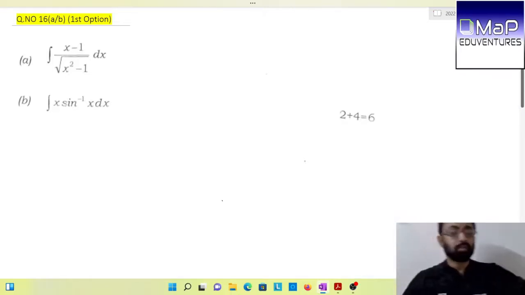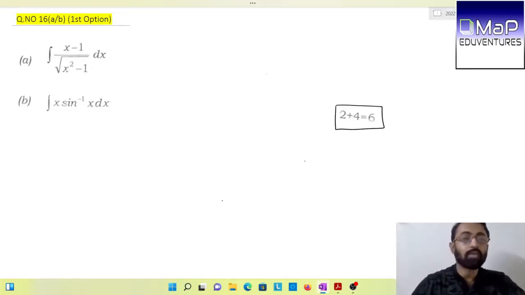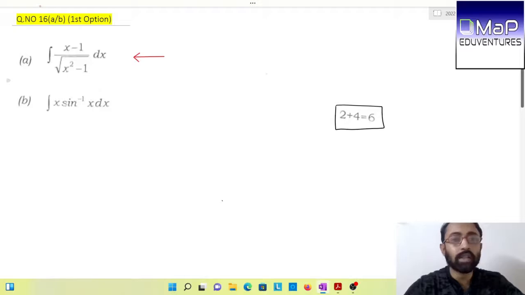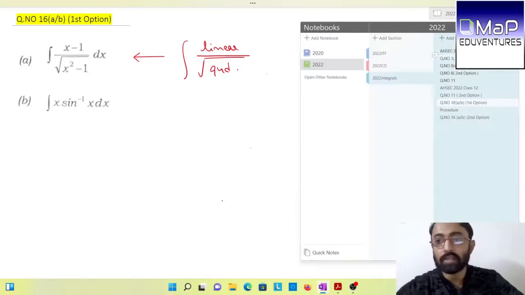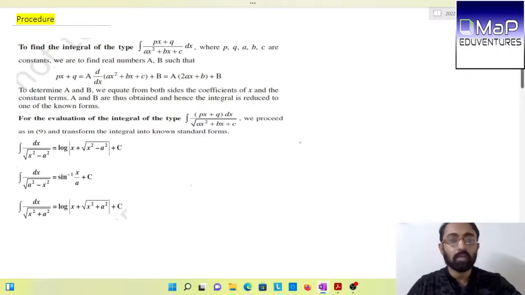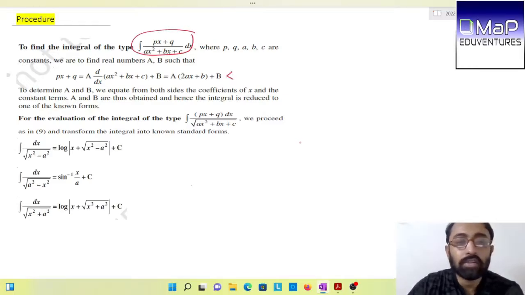Alright. So the next question, question number 16a and b of the first option, containing marks 2 plus 4. Okay, total 6 marks. Now for the first question, if I observe, this is a form of linear by under root quadratic. Okay, so in the last video I discussed the procedure once. So let us have a look. Here, as we see, for linear by quadratic this is your approach, and the same approach is taken for linear by under root quadratic.